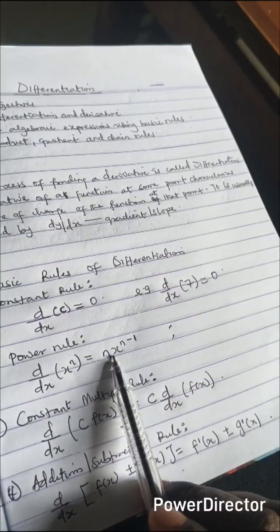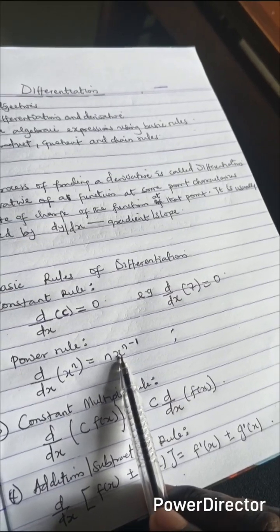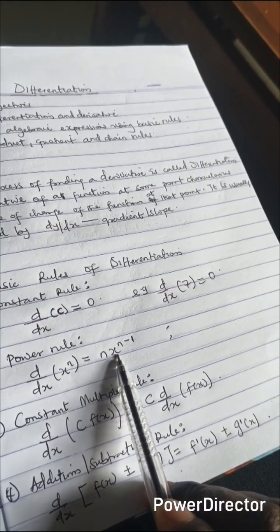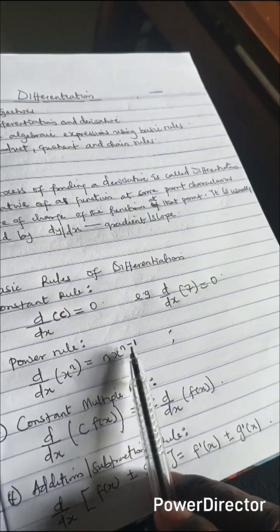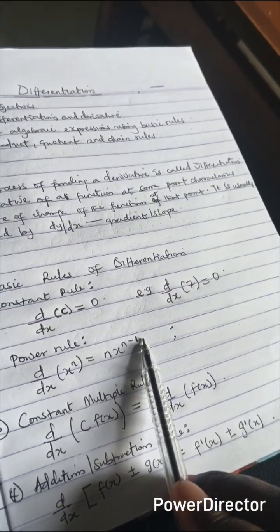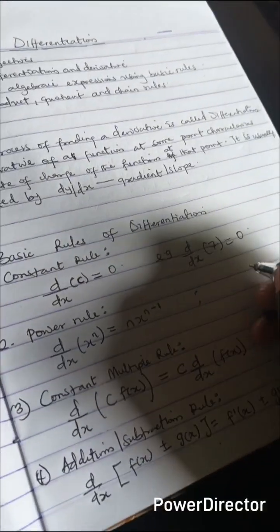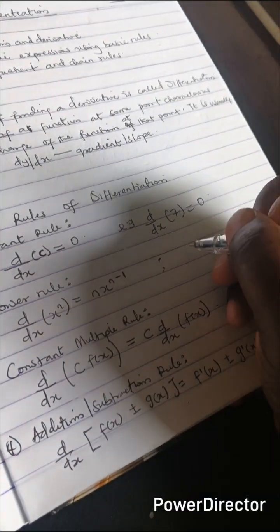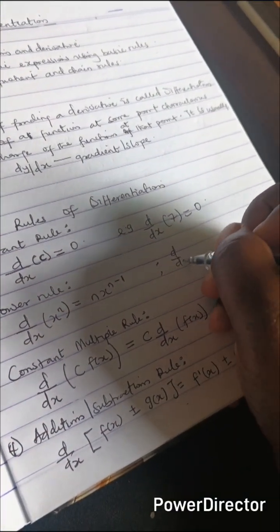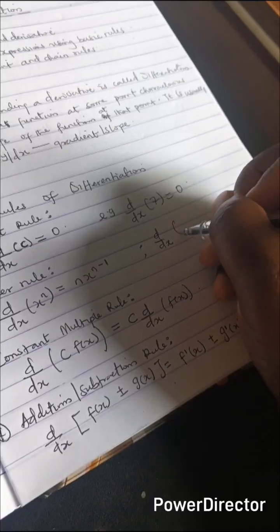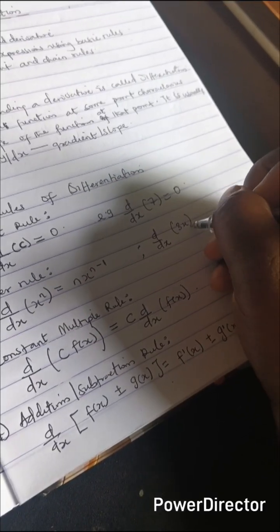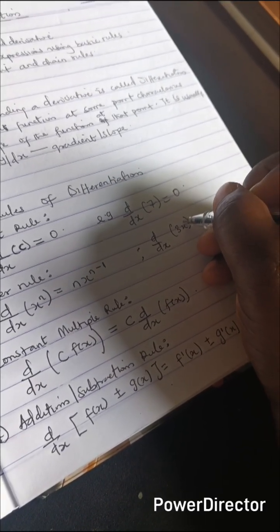Then you write the original expression that you have, and then subtract 1 from the power. Let me give you an instance. Suppose I want to find d/dx of 3x, for example, or let me say 3x squared.